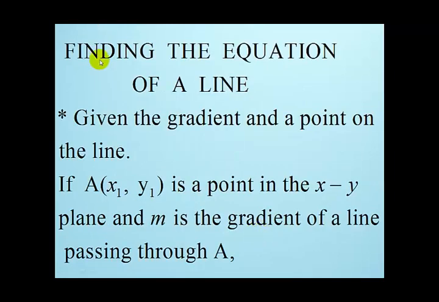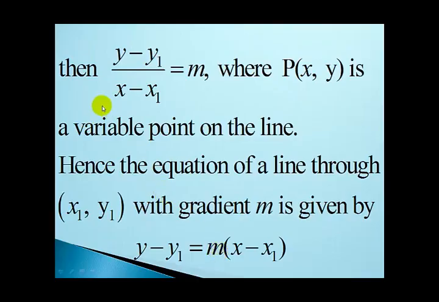Now finding the equation of a line. First, when we are given the gradient and a point on the line, how do we find the equation? If A(x1, y1) is a point in the xy plane, and m is the gradient of a line passing through A, then (y minus y1) divided by (x minus x1) is equal to m, where P(x, y) is a variable point on the line.